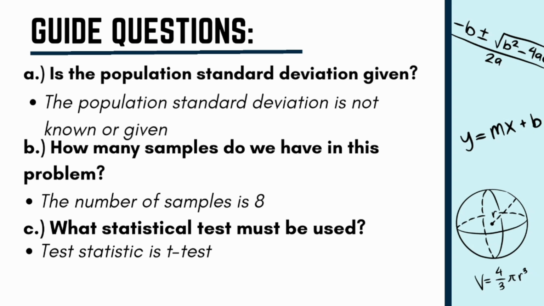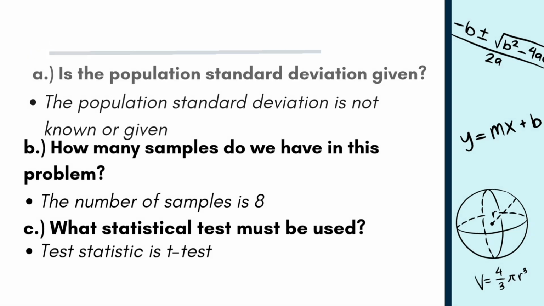Question number 3. What statistical test must be used? The answer is, test statistic is t-test. Kaya naman t-test ang ginamit sa problem. Kasi kung matatandaan nyo, ang t-test ginagamit kapag ang population standard deviation ay unknown. Or kung hindi naman, magbe-base tayo sa number of sample, which is dapat less than 30.